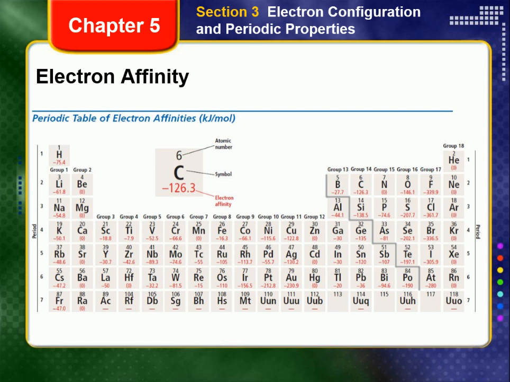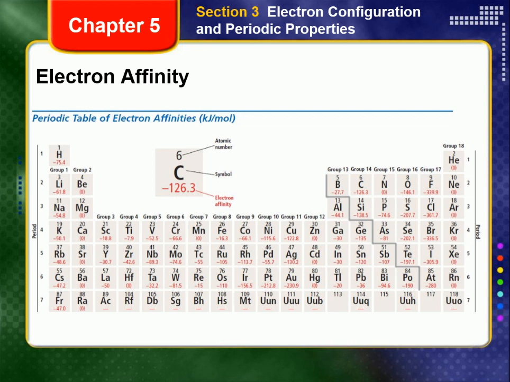An exception to this trend occurs between groups 14 and 15. Compare the electron affinities of carbon, which is helium 2s2 2p2, and nitrogen, helium 2s2 2p3. Adding an electron to a carbon atom gives a half-filled p sublevel. This occurs much more easily than forcing an electron to pair with another electron in an orbital of the already half-filled p sublevel in a nitrogen atom.